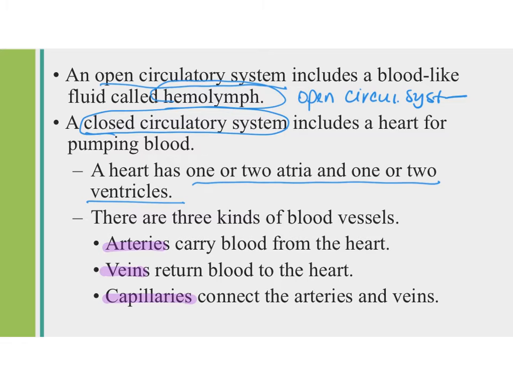The arteries carry the blood from the heart, and the veins return blood to the heart. So arteries go away, veins move back to the heart, okay? Capillaries connect the arteries and the veins. They connect their smaller pieces, smaller vessels, I guess you could say. But anyway, remember, arteries carry blood away from the heart. Your veins return the blood to the heart. It's a cycle, okay? Your capillaries connect the arteries and the veins. So they're smaller pieces that connect, okay?